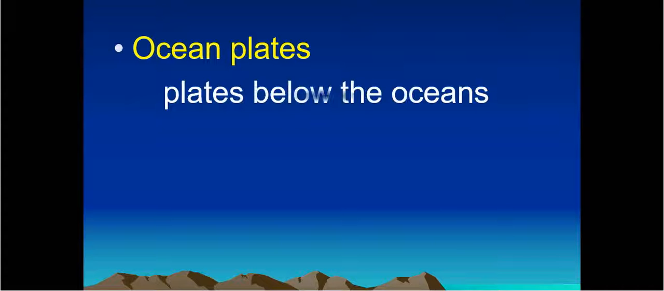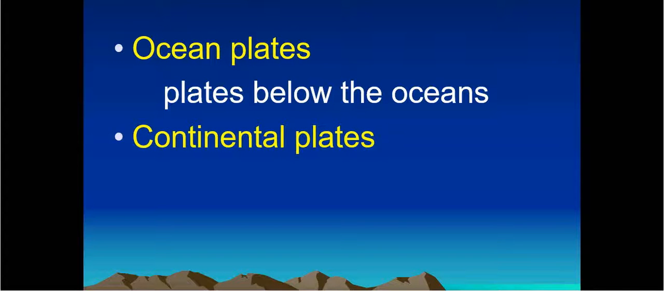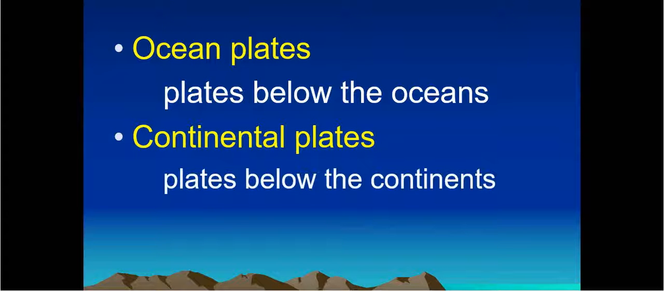Now, what are the types of plates? There are two basic types of plates. One is known as oceanic plates, which lie below the oceans. All tectonic plates which lie below the oceans are known as oceanic plates. The second type are known as continental plates. We live on the earth, there are 7 continents, and those plates upon which these continents are formed are known as continental plates.